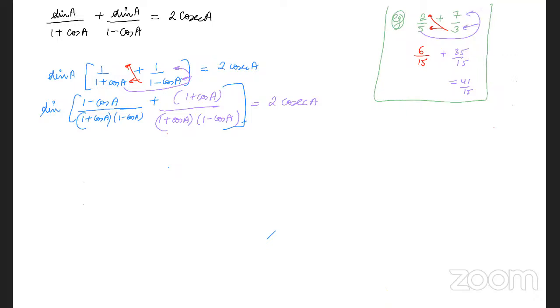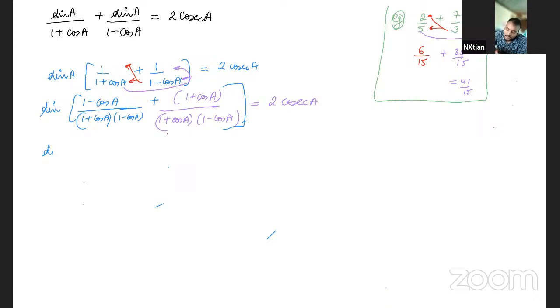Yes, sir. Good. Now, because the denominators are same, it is in the form of a plus b, a minus b. So what will it become? A square minus b square, which is 1 minus cos square A. And here, because the denominators are same, I can simply solve it.